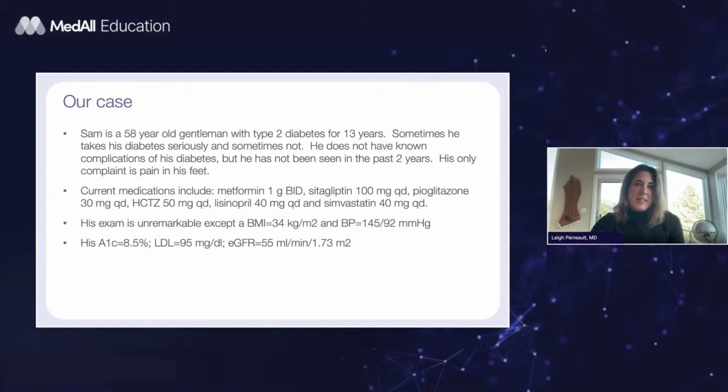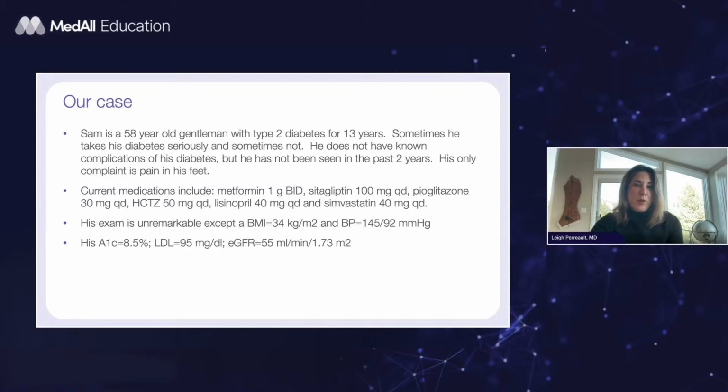I love this case because I feel like all of us have a patient like Sam. So Sam is a 58-year-old gentleman with type 2 diabetes for 13 years. Sometimes he takes his diabetes seriously and sometimes not, right? We've all heard this before. He does not have known complications of his diabetes, but he has not been seen in the past 2 years. His only complaint is pain in his feet. His current medications include metformin, sitagliptin, pioglitazone, hydrochlorothiazide, lisinopril, and simvastatin.